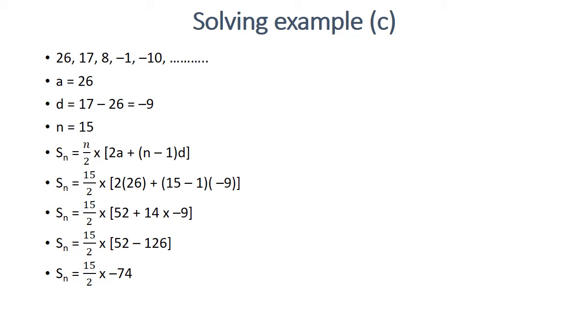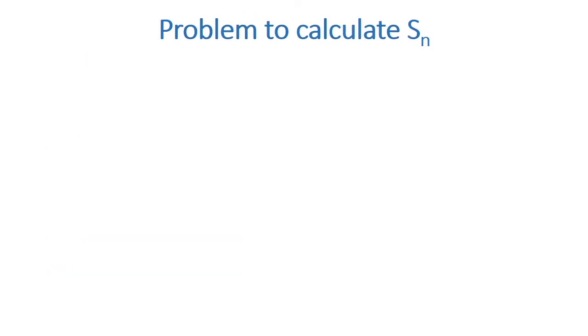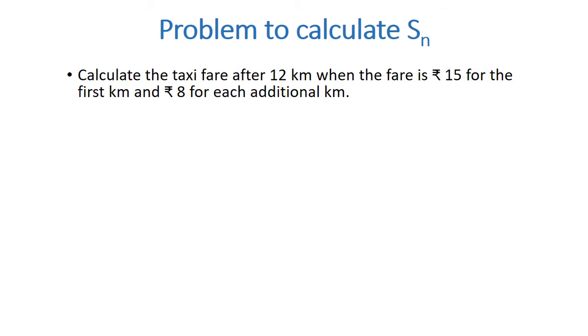15 by 2 into minus 74. When we cancel 74 with 2, we get the number as 37. So 15 into minus 37. Final answer will be minus 555. Alright, we'll catch some other problems. If you look in your exercise, there are some problems which are word problems based on Sn. So we'll try to get into those type of problems.